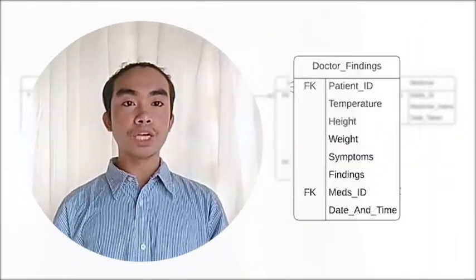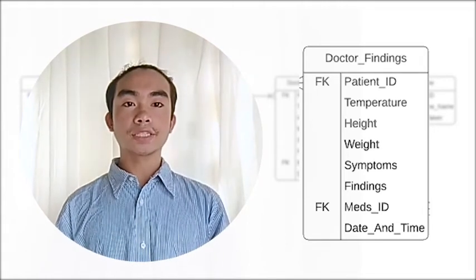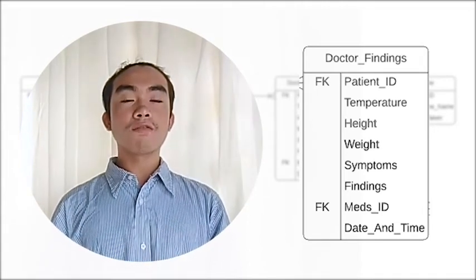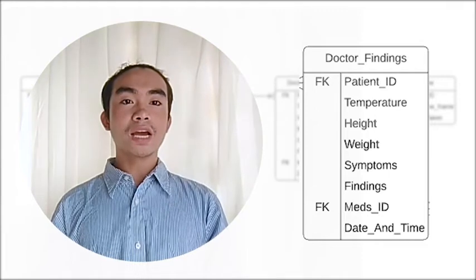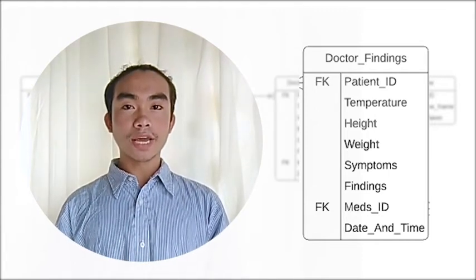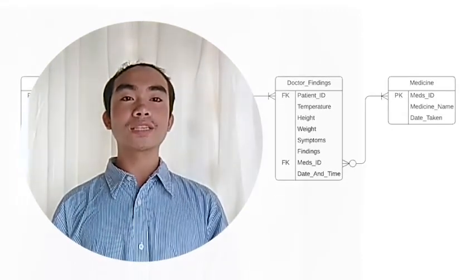For the third entity, we have 8 attributes, namely patient ID as foreign key, temperature, height, weights, symptoms, findings, meds ID as foreign key, as well as the date and time. As for the last entity, we have 3 attributes, the meds ID as primary key, medicine name, and the date taken. For the relationships, Lynette and Neil will discuss it for you.